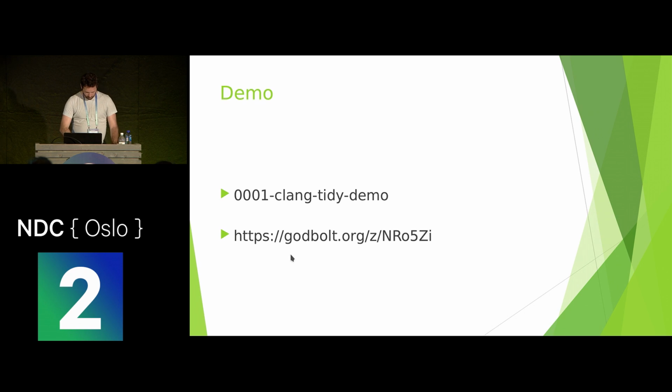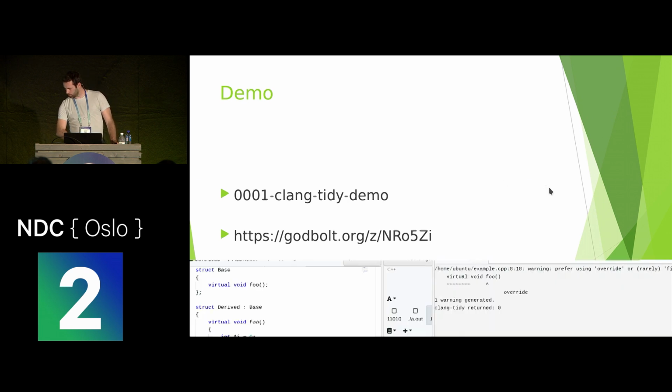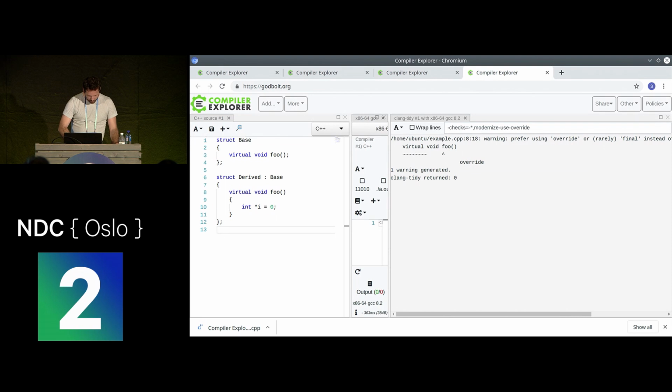So Godbolt actually has clang-tidy on it, so I can actually demonstrate that live for you. Here I have the same code from my slide with the problematic missing override, and I'm running clang-tidy with this modernize-use-override check. What I get is this output telling me override should go here and virtual is extra, get rid of it. And you can run this on the command line, you'll get the same result.